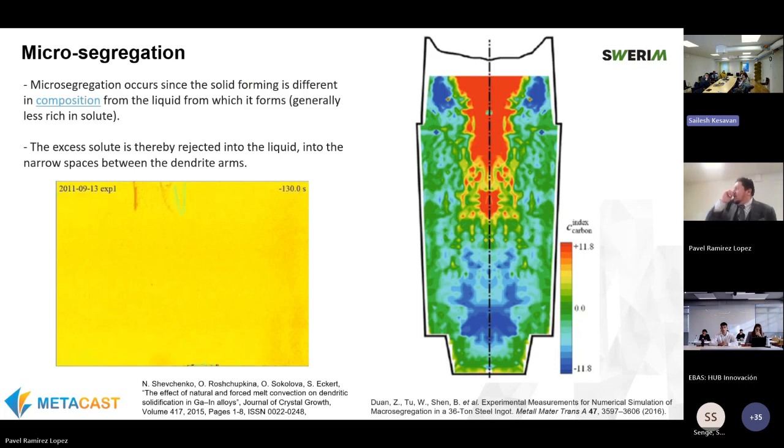At the end, and here again I borrow from a very interesting publication from some colleagues in China. I hope you're able to see my pointer. So this leaves you at the end with extreme gradients of composition throughout the component or the ingot. In this case, we are mapping carbon, and you can see that carbon at the beginning is rejected. So we have a depletion of this carbon in the bottom of the ingot, and it's always expelled towards the last remaining liquid, as you saw in the previous video.